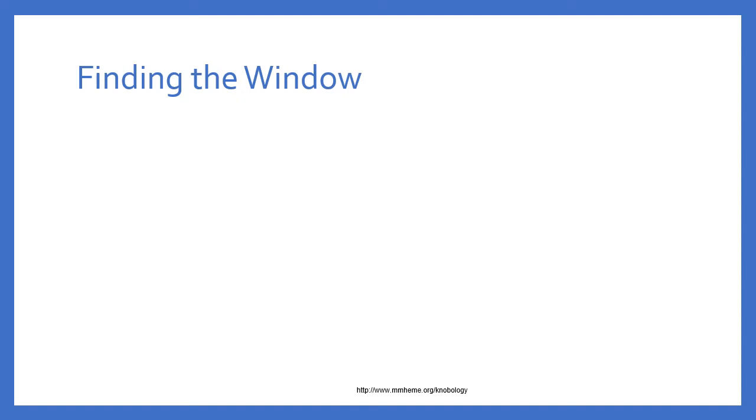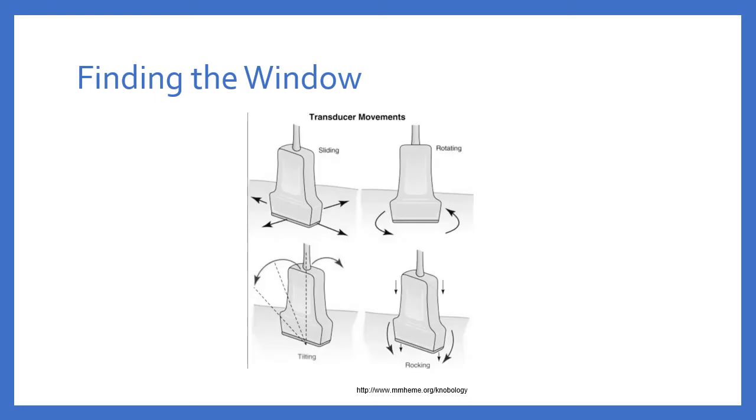Now that we understand the images we're looking for, we'll talk about how to obtain those images. One of the most frustrating things can be finding the right window when we're looking for cardiac ultrasound images. So oftentimes you'll see that you need to move the probe in all kinds of different directions in order to obtain the right image. You may have to slide it on the patient's chest, you may have to rotate it to get the right plane of view, and you may have to fan or tilt the probe back and forth in order to see what you're looking for.